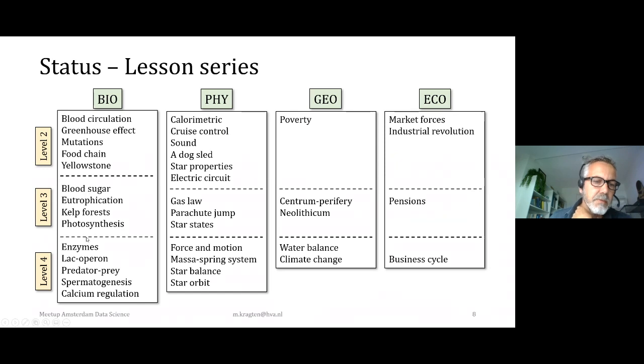And then on level 3 and level 4, which I have not demonstrated, we also created some lessons like eutrophication, which is a big deal in the Netherlands with nitrogen being emitted into the forests, etc. And at level 4, you can even do more complicated things like predator-prey model, Lotka and Volterra for those who know something about it, or calcium regulation in the body, and in physics things like force and motion, or even stars orbiting a black hole. So that's I think it.